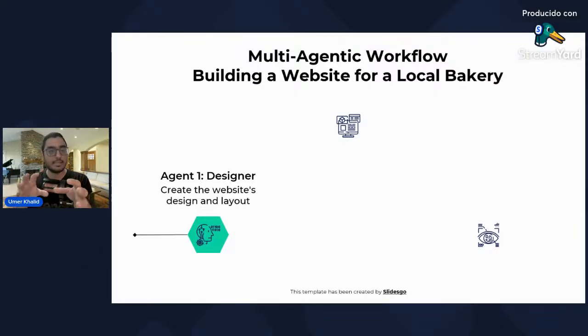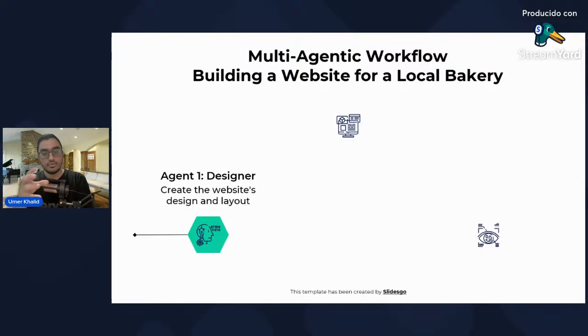So I'm giving you an example of, if you want to build a website for a local bakery, how can you use these multi-agentic workflows to accomplish this task? So let's say you have been assigned to build a website for a local bakery, and now it's your responsibility to create this multi-agentic workflow to accomplish this task. So what you do is you create an agent which will act as a designer.